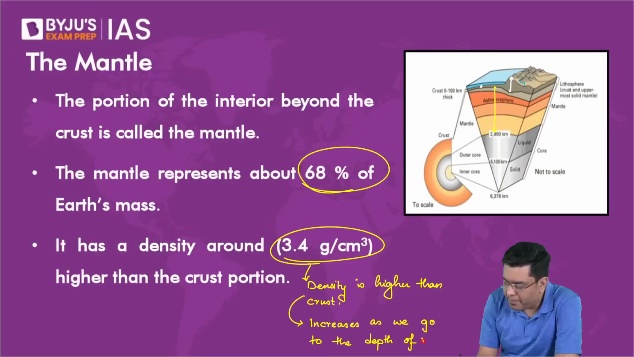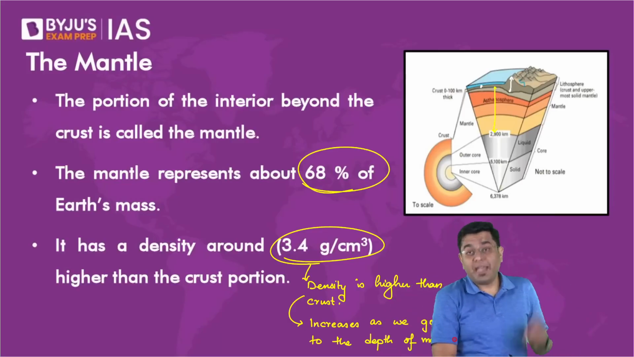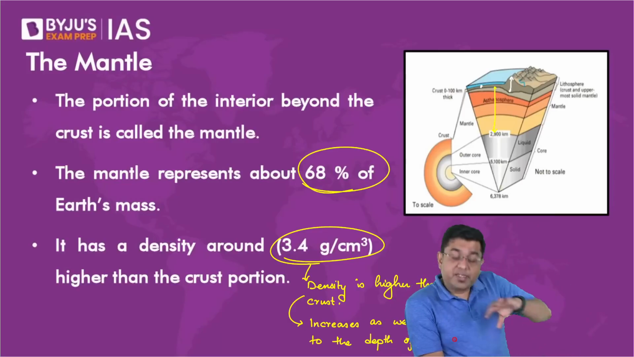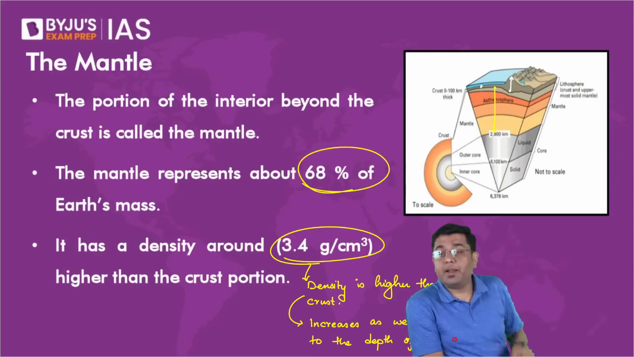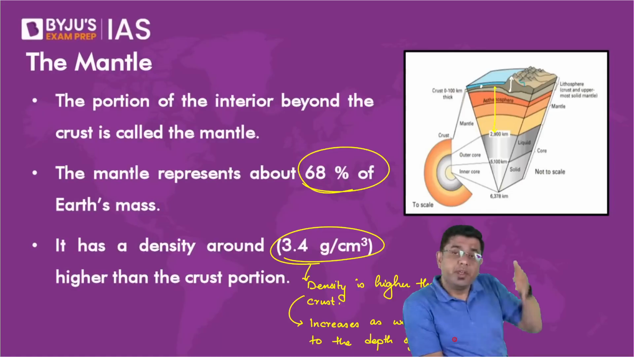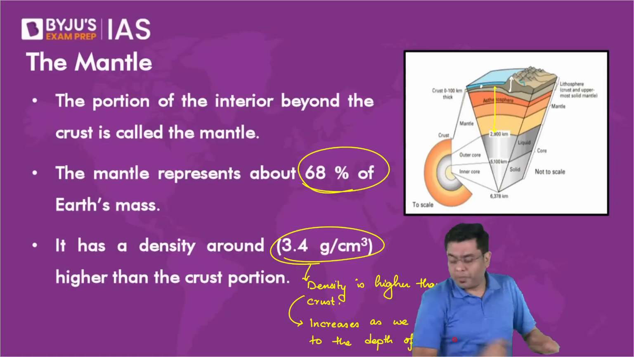of mantle. In fact, in the lower portion of the mantle, the density sometimes can be as high as even 6 gram per centimeter cube. It is just the average of the entirety of the mantle coming from the portion immediately beneath the crust all the way till 2900 kilometers. That density on an average is 3.4 to 3.5 gram per centimeter cube.